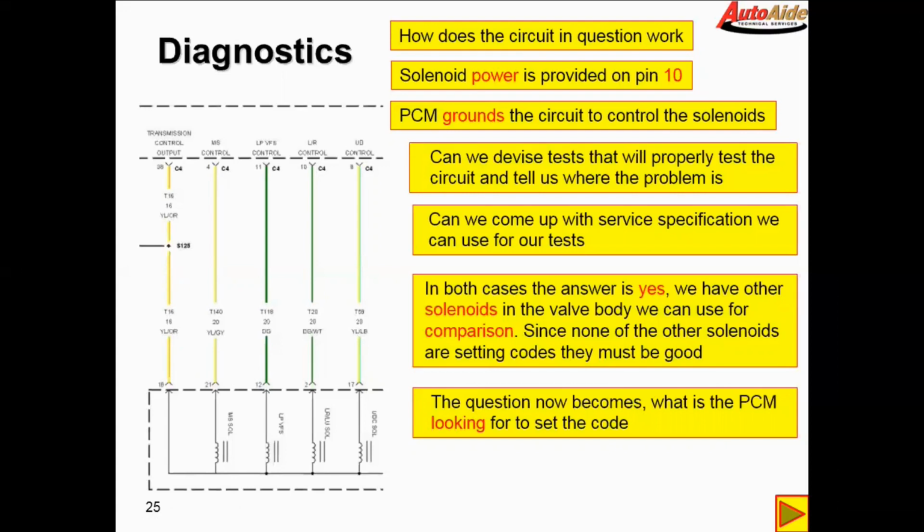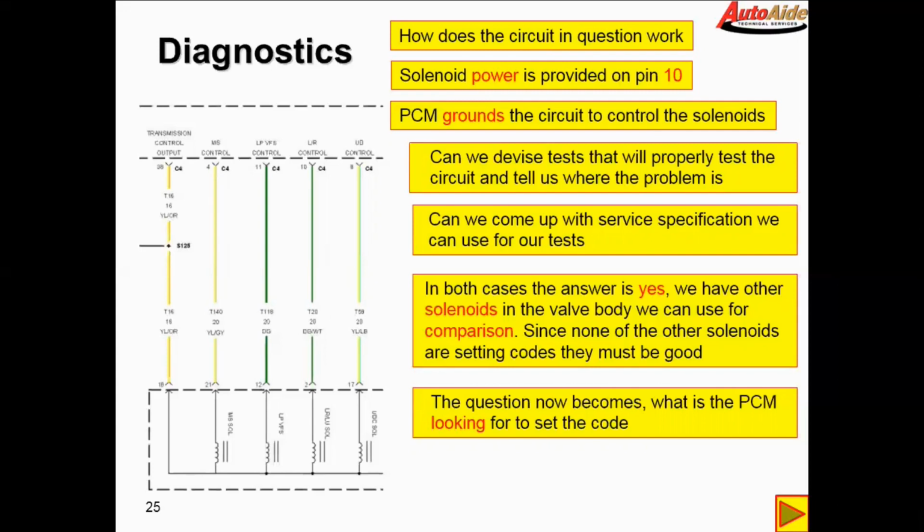So, can we come up with some service specifications we can use for a test? And I think the answer is yes, if you have other solenoids in the valve body we can use for comparison. Since none of the other solenoids are setting codes, they must be normal. The question now becomes, what is the PCM looking for to set the code?